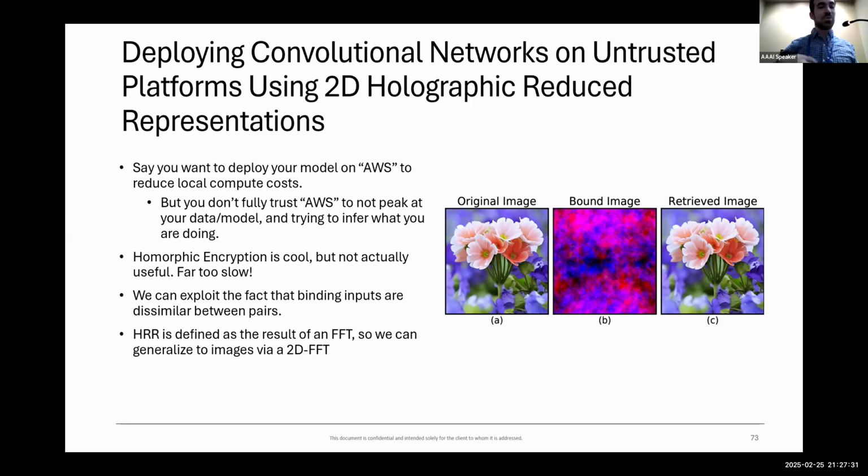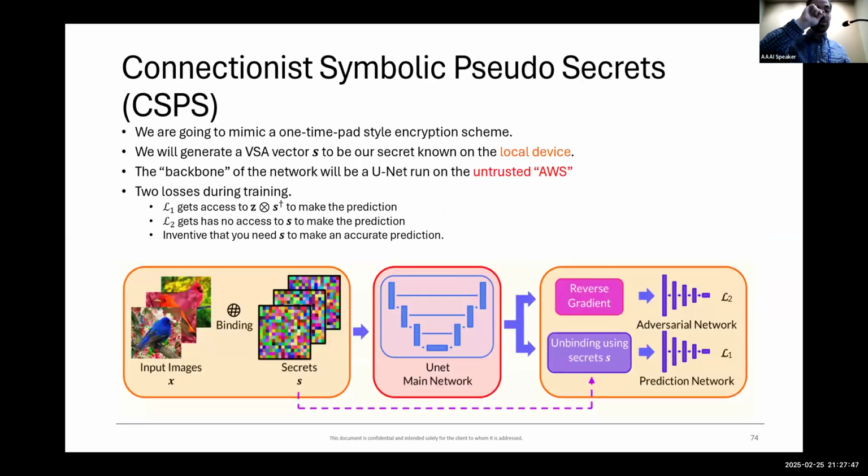So can we use this for our predictions? And because we're using a Fourier transform for our HRR, we can pretty easily generalize this to images by just saying we're going to do a 2D Fourier transform. And this will just work quite naturally. So we came up with this fun title that avoided using the word encryption so that we wouldn't get matched with encryption reviewers, called Connectionist Symbolic Pseudo-Secrets, CSPS. I had a lot of fun coming up with the name.